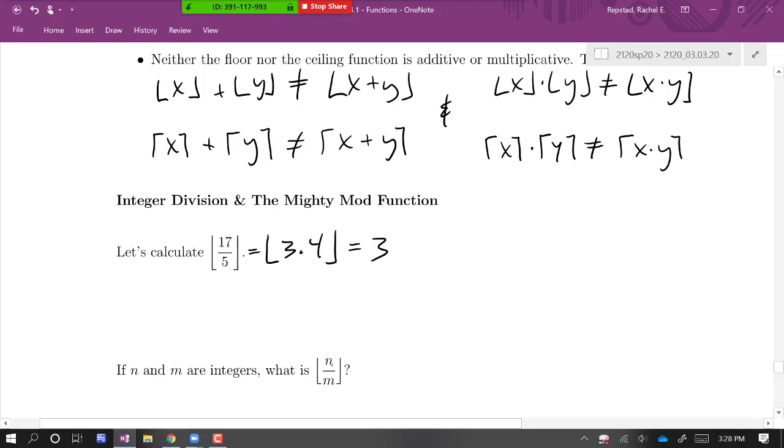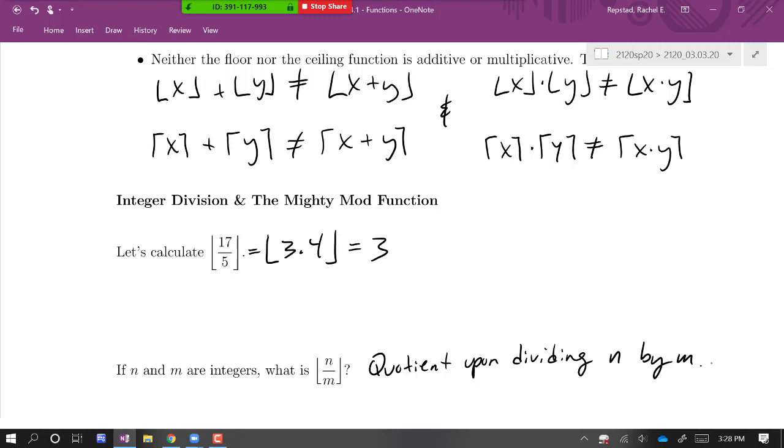So the floor of n over m is the quotient upon dividing n by m. Now what we want to do when we make the mod function is, the quotient is nice and all, but actually what we're more interested in is what's left over after you take out however many times. If I take 5 out 3 times, how much is left over?